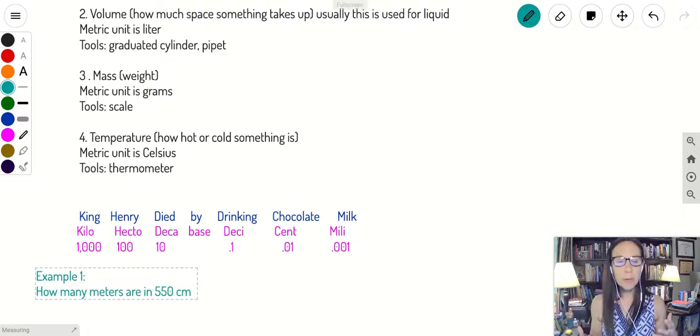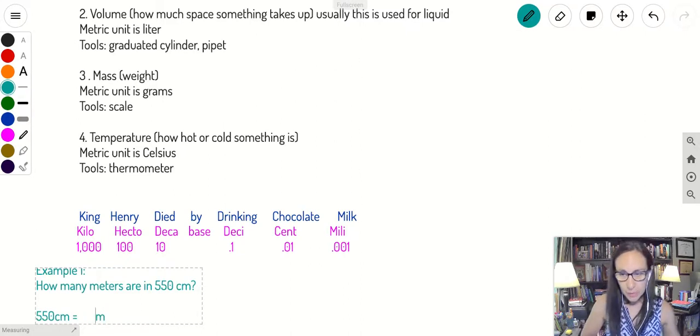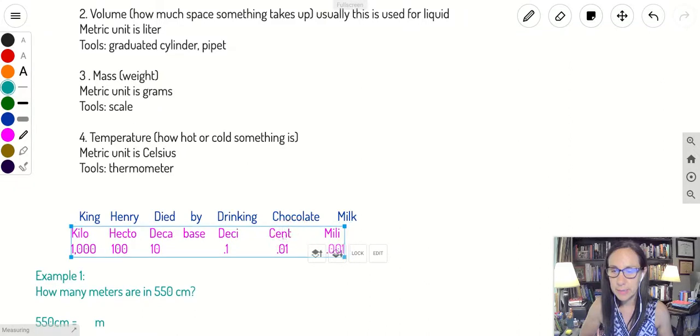And so we're talking about meters, which means length. And what we want to do is convert 550 centimeters to meters. So what you do is you write down the number that is given to you in the problem. So you are going to write 550 centimeters, and you want to convert that to meters. So to do that, you go to your King Henry died by drinking chocolate milk sentence, and you go to where you are starting, and that's here, centi. Oops, that was supposed to be centi, not cent.